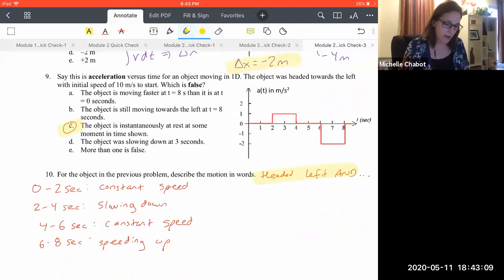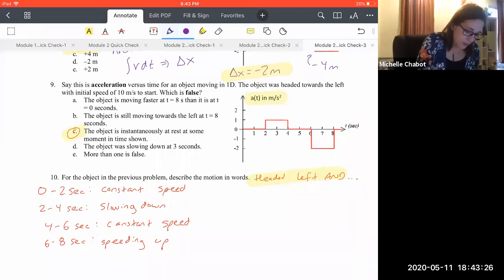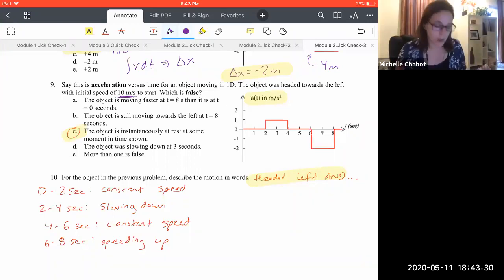Okay, so now we have this situation where we're looking at the same graph, except now let's say it's an acceleration versus time graph. So we have to interpret this very differently. And we initially have an object moving in one dimension. It's initially headed towards the left with the initial speed of 10 meters per second. And that's going to be important. We'll see why. Which is false?